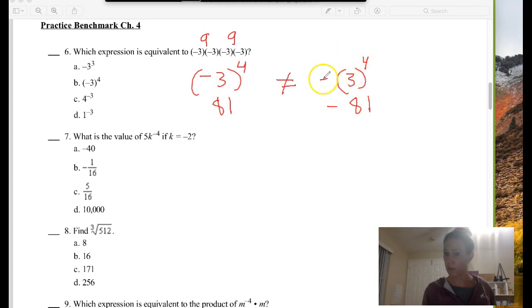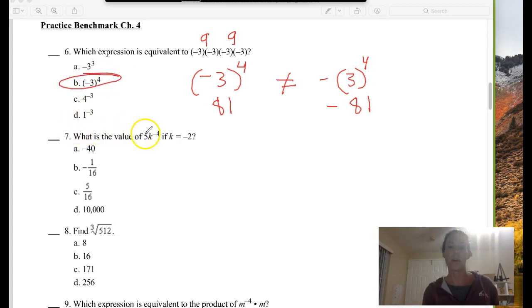So be careful. If the 3 is on the outside of the parentheses, it's not the same as when it's on the inside, especially when you have an even exponent. So make sure you write it correctly. This is negative 3 to the 4th power. All right, on to 7.